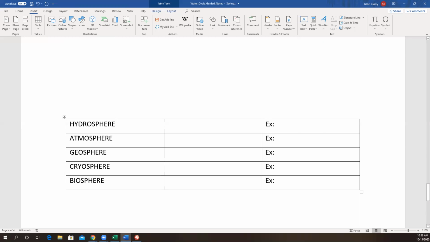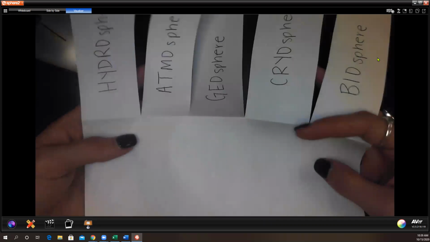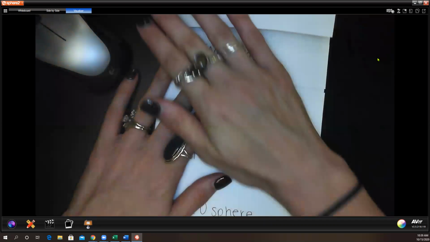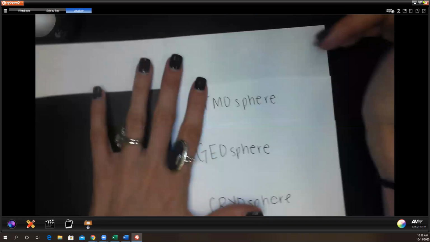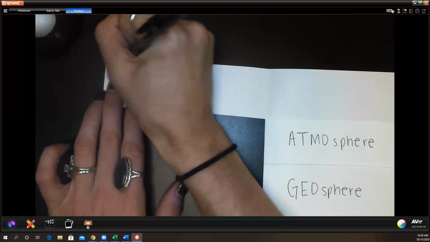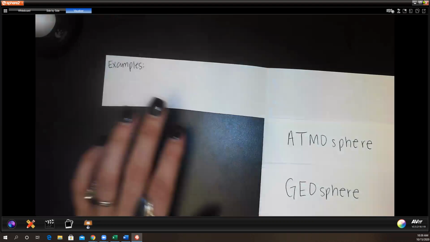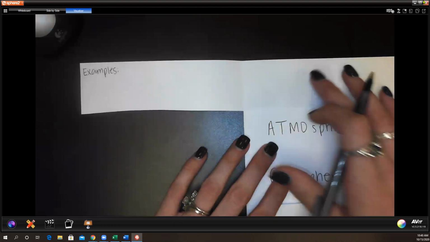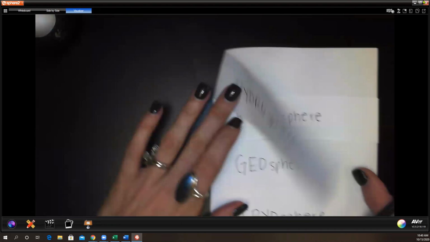You could also do a foldable. The foldable that we decided to do is to take a piece of paper, fold it in half, and cut 5 tabs, labeling each one. Now, for those of you that do have the foldable, when we open ours, we're going to do our definitions on this side and our examples on this side. Just so you know how we're setting ours up. Cool? All right.